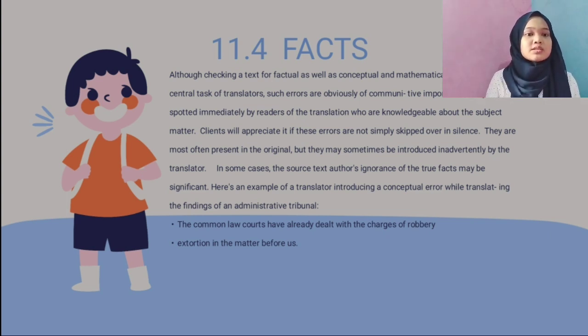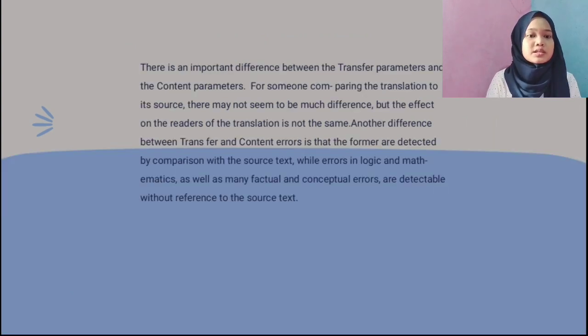In some cases, the source text, although ignorant of the true fact, may be significant. Here is an example of a translator introducing a conceptual error while translating the finding of an administrative tribunal. Namely, the first, the common law courts have already dealt with the charge of robbery. Second, extortion in the matter before us.